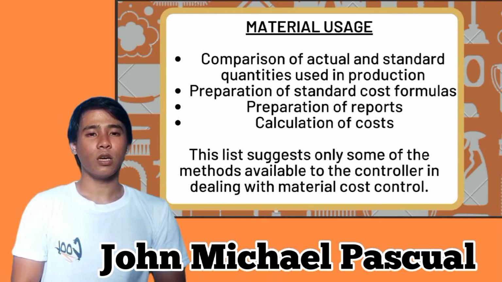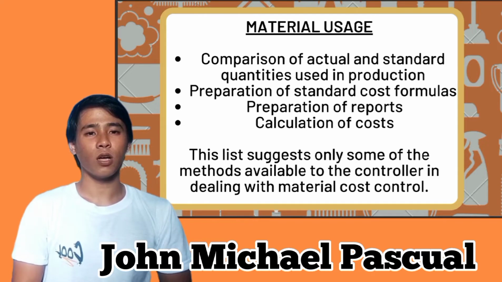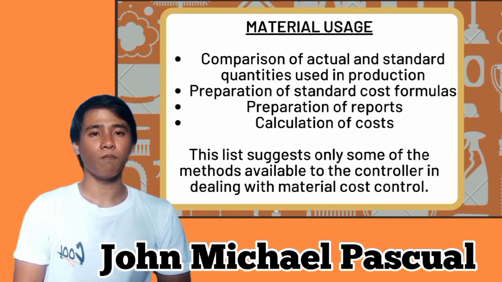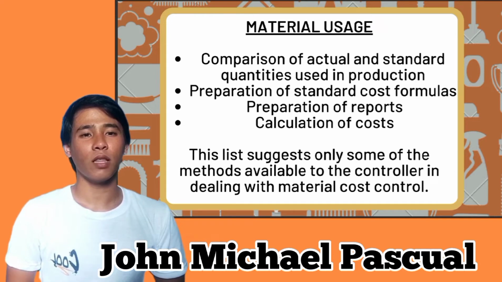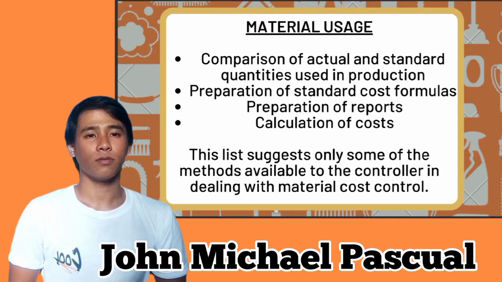Material usage. Comparison of actual and standard quantities used in production. Preparation of standard cost formulas to emphasize major cost items and as part of a cost reduction program. Preparation of reports on spoilage, scrap, and waste compared with standard. Calculation of cost to make versus cost to buy. This list suggests only some of the methods available to the controller in dealing with material cost control.